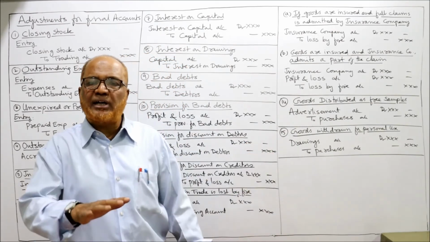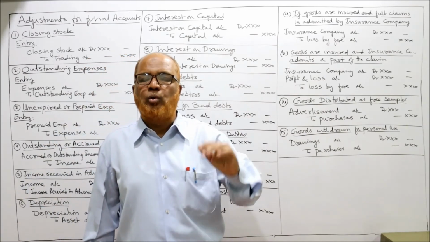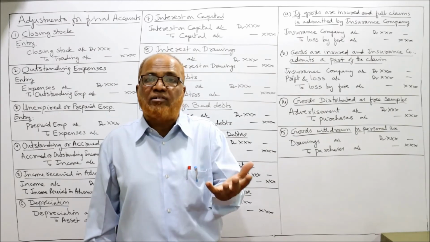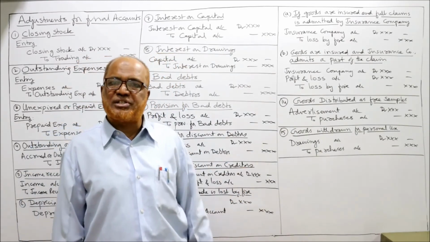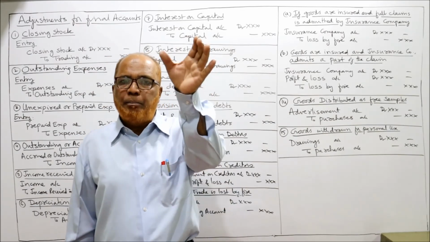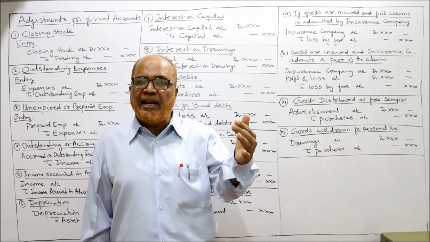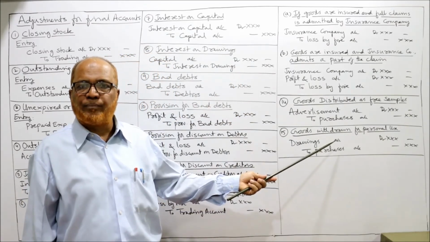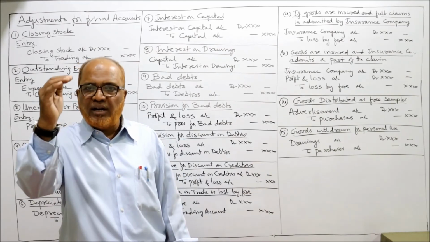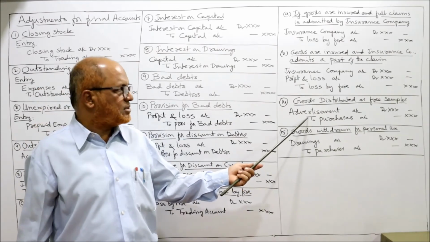Then goods distributed as free samples. Sometimes a business will distribute free goods to the customers as advertisement. In that case, the entry will be advertisement account debtor to purchases account. What is the impact? In P&L account, we take debit side to advertisement. In trading account, we deduct that advertisement from purchases. So deduct from purchases and debit on P&L account advertisement expense.